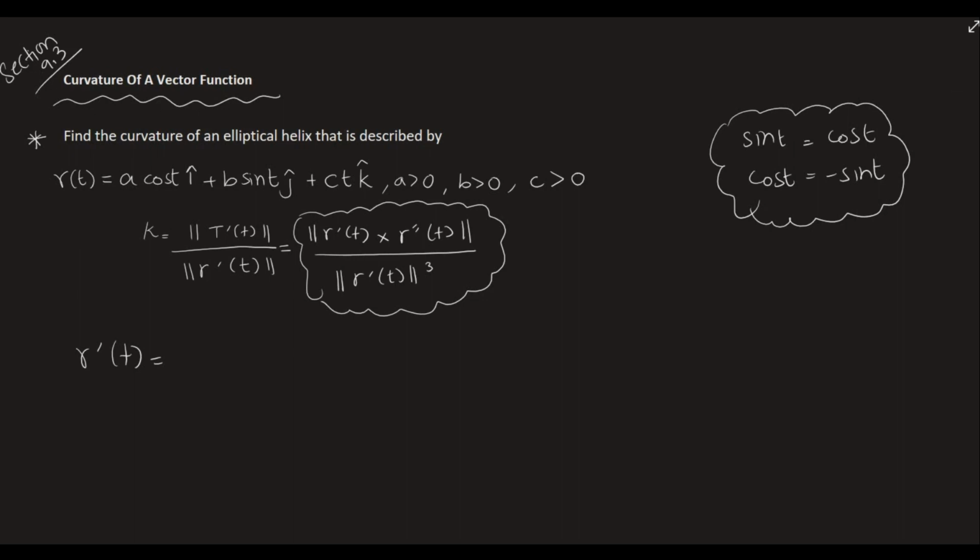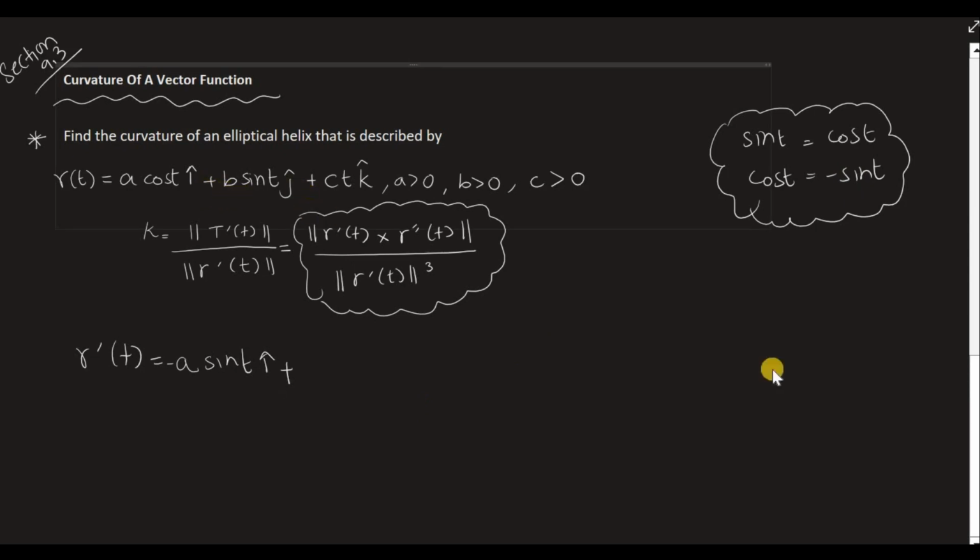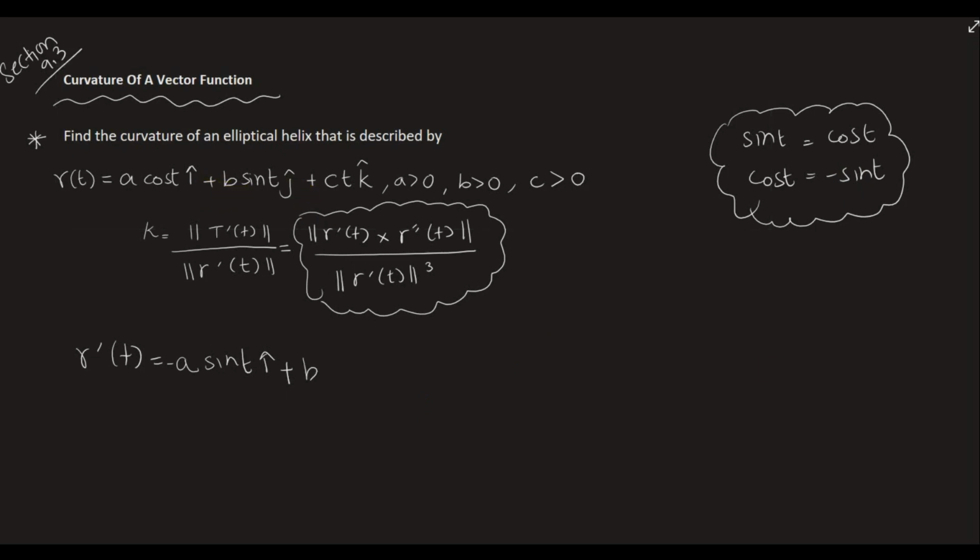Alright, so here we have a cosine t. a is a constant, so it just stays there, and the derivative of cosine t is negative sine t, so we put negative a sine t i hat. Then moving on to the next one, b sine t. The derivative of b sine t is b cosine t j hat, because b is a constant. And plus ct, the derivative of ct is simply c, because c is a constant. So here we have the first derivative now.